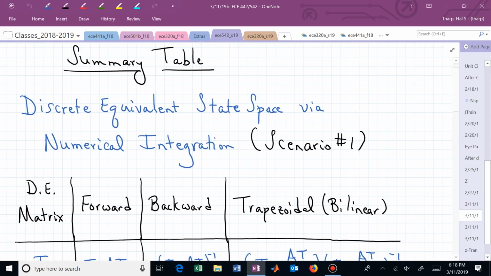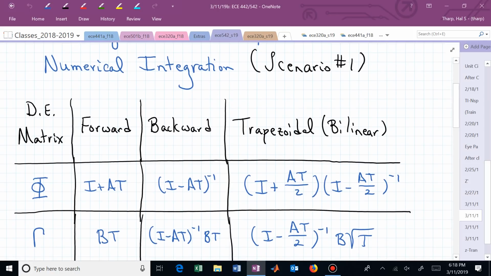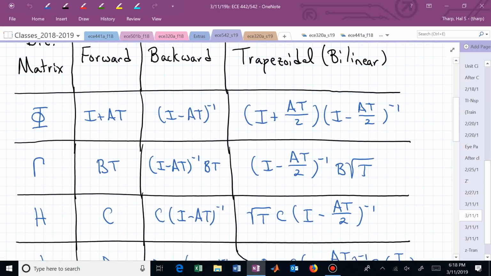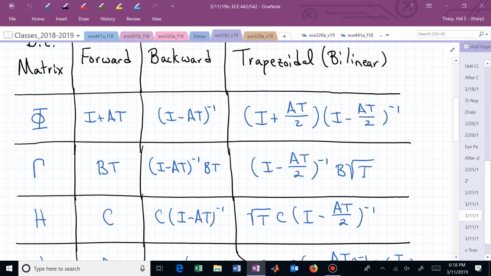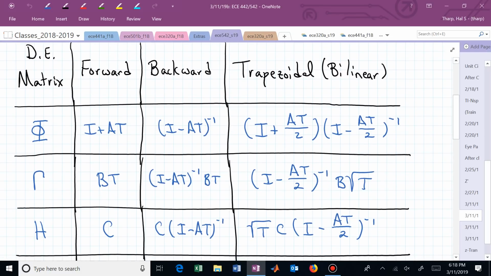Let's now simply summarize that. And here the different matrices are advancing in rows. The phi now you can compare for the forward, the backward, and the trapezoidal. Aren't you glad I didn't assign you the trapezoidal? You're welcome. The trapezoidal is a little more involved, but it's kind of similar in derivation to the backward.